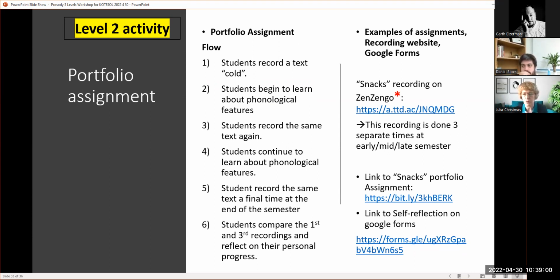And I use a website called Zen Go, but a lot of it's paid for. My school pays for it, so that's fortunate for me. But if you don't have access to a paid site, you can use Google Drive to have the students upload things, and it works just fine.